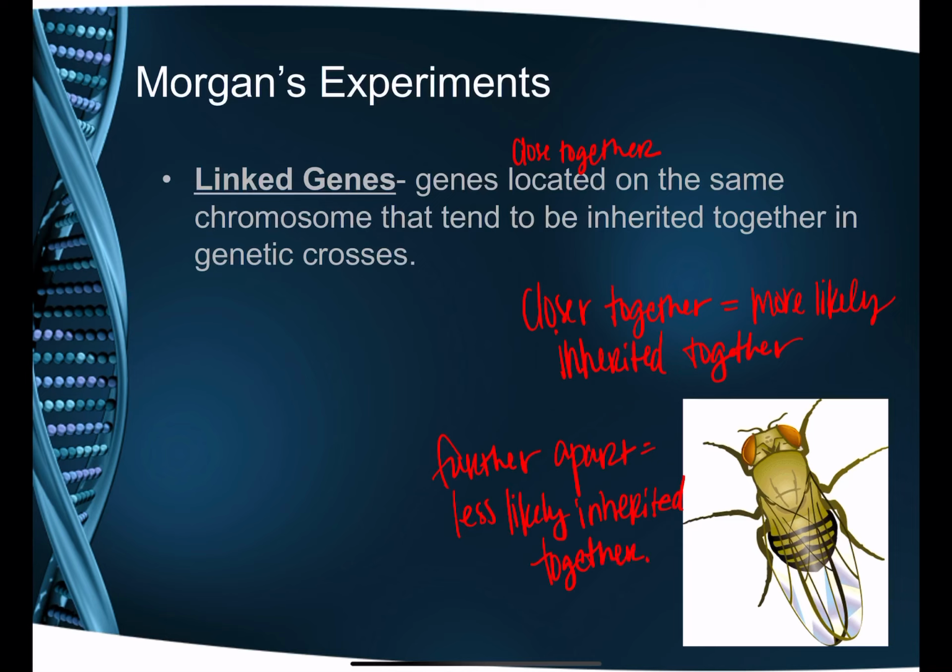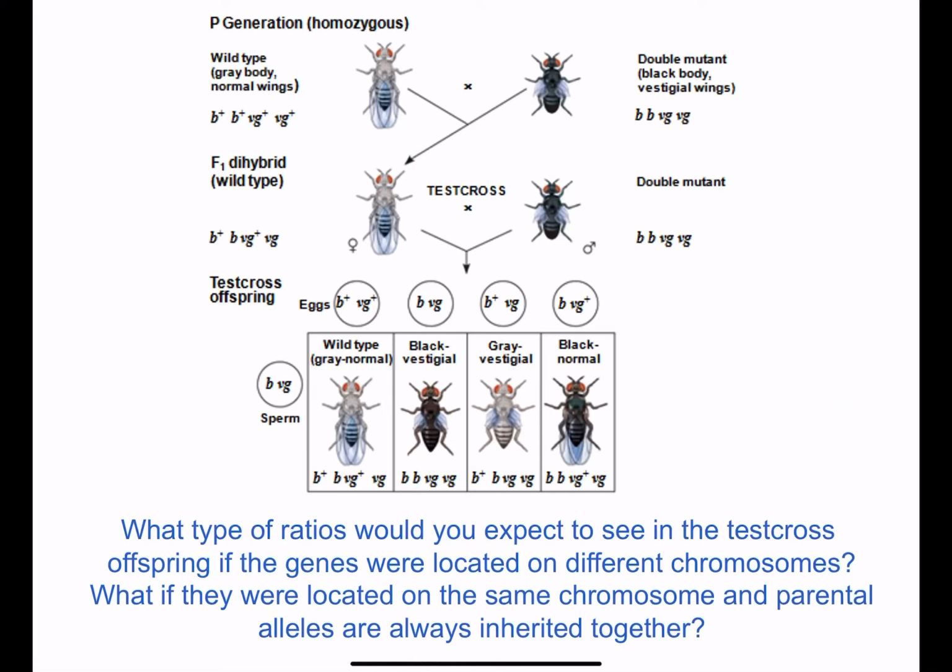Okay, so linked genes, it doesn't matter if it's on the sex chromosome or a different chromosome, but they're genes located on the same chromosome and they tend to be inherited together. Okay, so this is a continuation of Thomas Hunt Morgan's study. Remember, we talked about Thomas Hunt Morgan studying the fruit flies the other day, the University of Kentucky graduate.